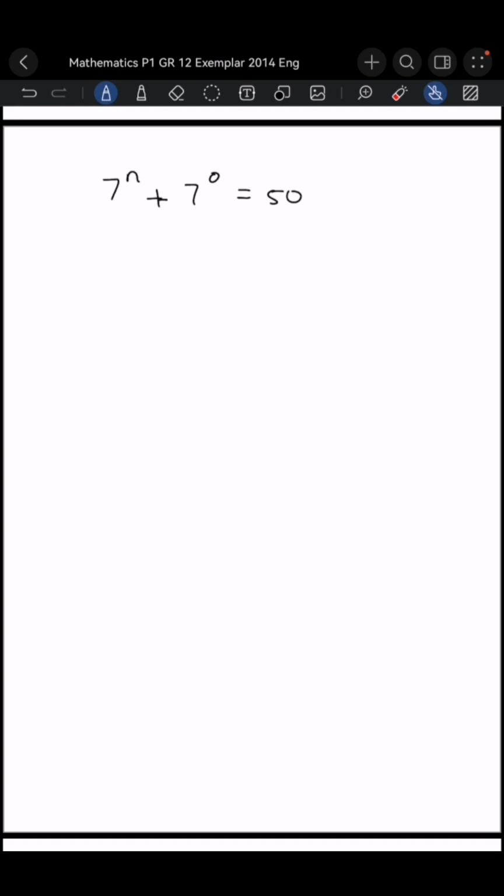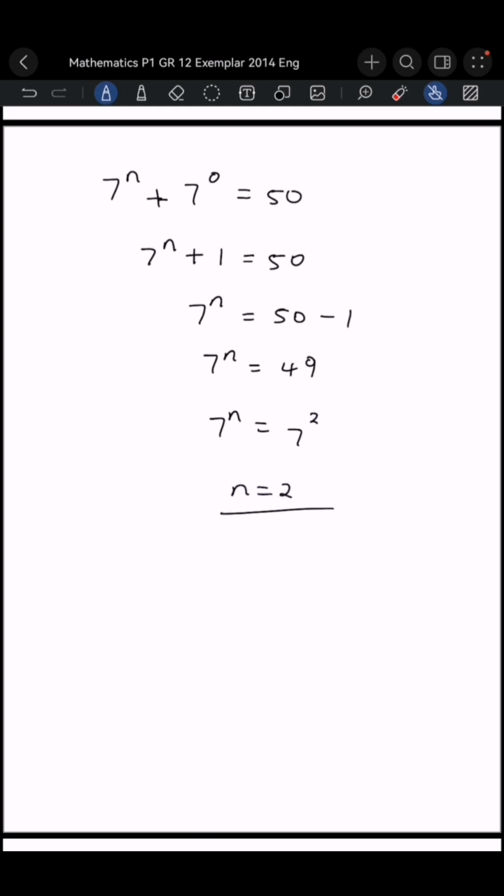Here's a short problem, but rather fun. Say 7 raised to the power of n plus 7 raised to the power of 0 is equal to 50. Therefore, 7 raised to the power of n plus any number raised to the power of 0, which is 1, is equal to 50. Therefore 7 raised to the power of n is equal to 50 minus 1. Therefore 7 raised to the power of n is equal to 49. 7 raised to the power of n is equal to 7 squared. Then n is equal to 2 is our answer.